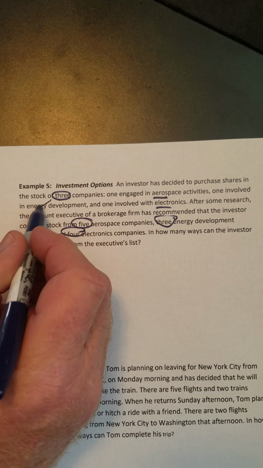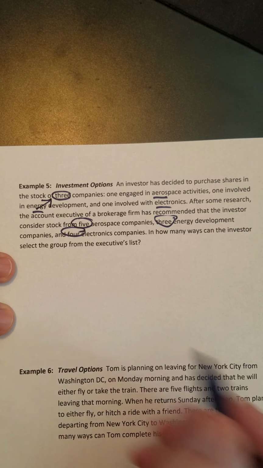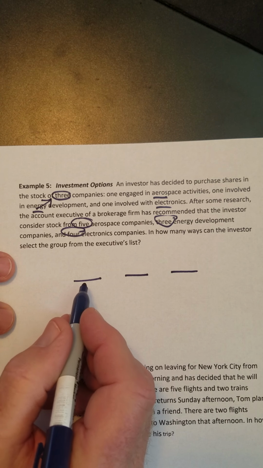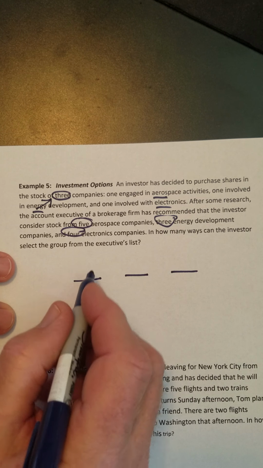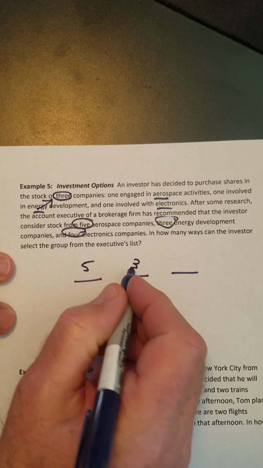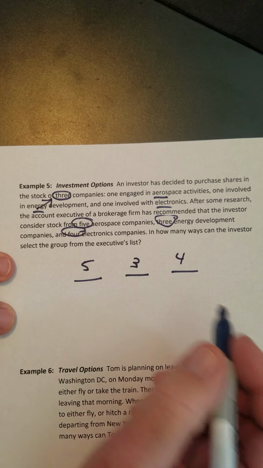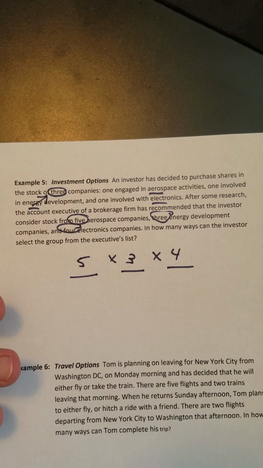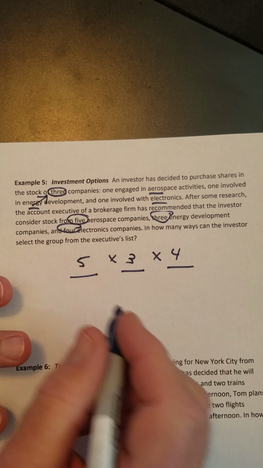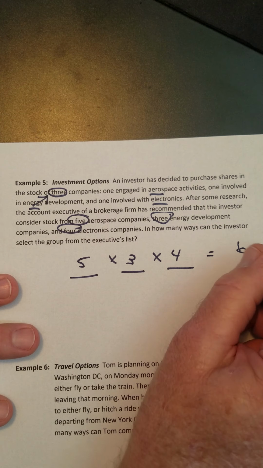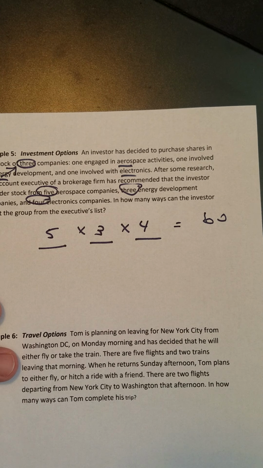Going back to this 3 right up here, that tells us we're going to have 3 blanks. And the first blank, that's for aerospace. There was 5 aerospace companies. There was 3 energy companies and 4 electronics companies. So all you're going to do is take 5 times 3 times 4. The problem itself isn't hard. You've just got to be able to dig out the numbers. So 5 times 3 is 15, and 15 times 4, that number is going to be 60 for the answer.